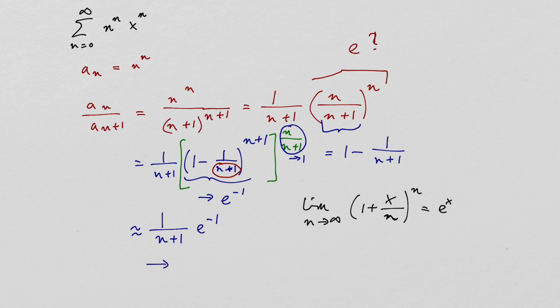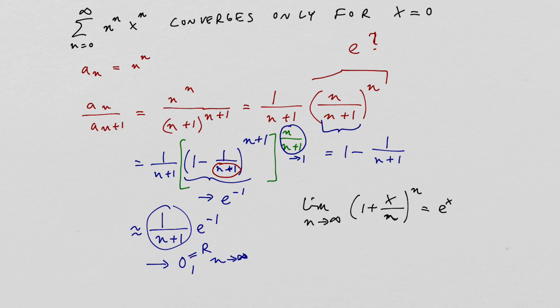Well, this will go to 0, so the limit will be 0. So our radius of convergence is 0. So our series converges only for x equal to 0.